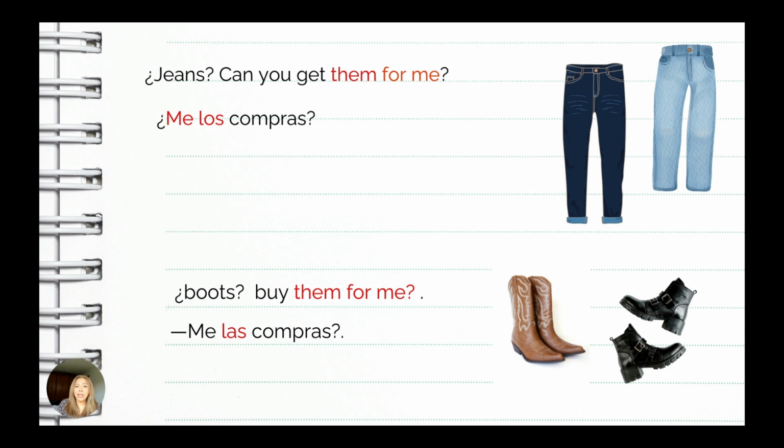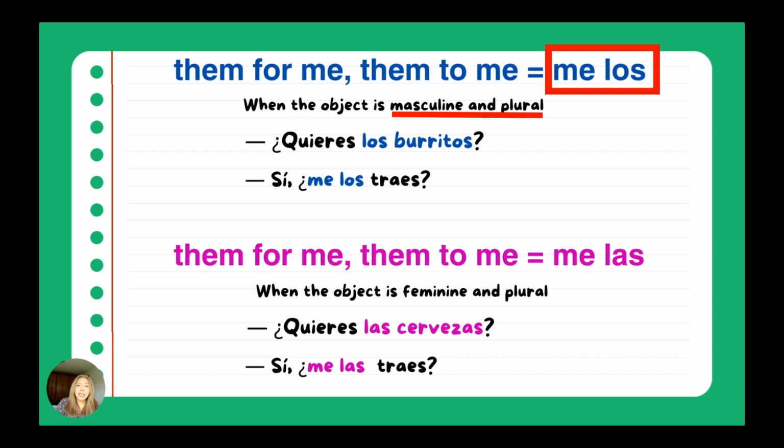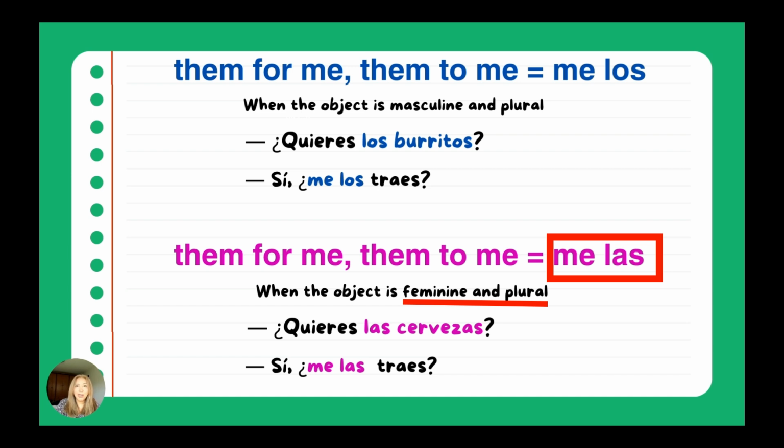What about las botas? Boots. Buy them for me? ¿Me las compras? No, they're feminine. Las. Me las. ¿Quieres los burritos? Los burritos, masculine plural. Sí. ¿Me los traes? Bring them to me. Second example. ¿Quieres las cervezas? Plural, feminine. Yes, bring them to me. Sí. ¿Me las traes? Will you bring them to me?